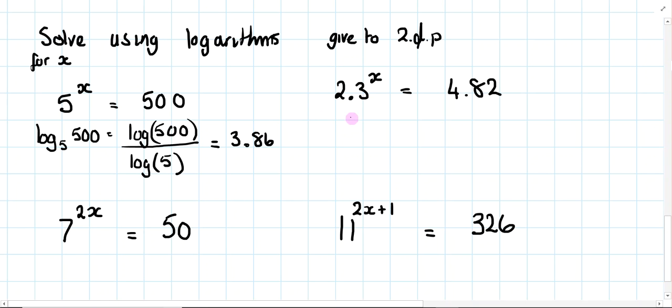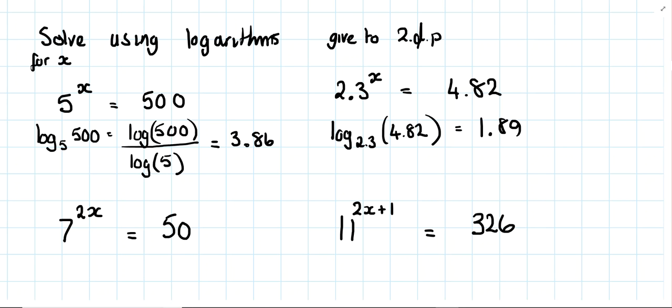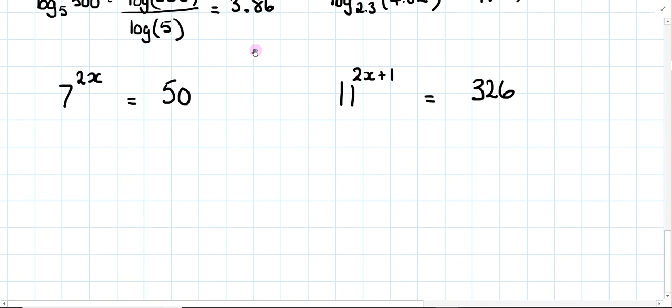All right. Ashley, do you want to work us through this one? So log to the base 2.3 of 4.2 equals 1.89. Because yours does it without needing the change of base. Okay, so the next phase just adds one little extra step. Nick?